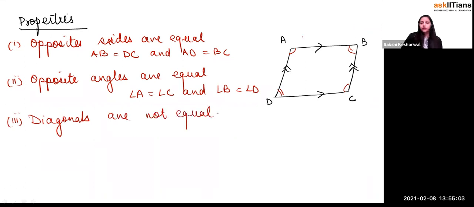Are not equal. Now let's see, this is the diagonal, right? The diagonal AC, and this is the diagonal BD. They meet each other at point O, or not? Yes. So diagonals are not equal. And then the fourth property says that diagonals bisect each other.